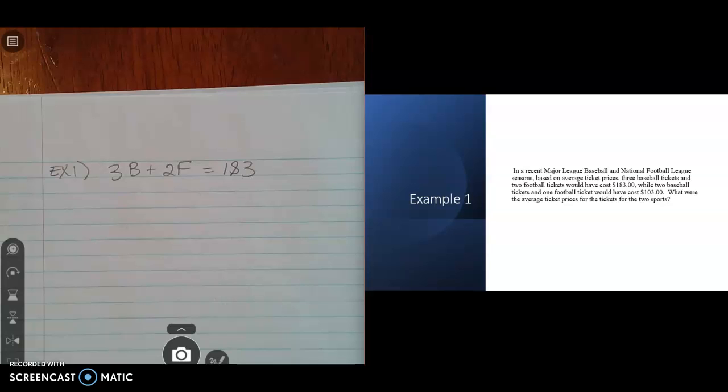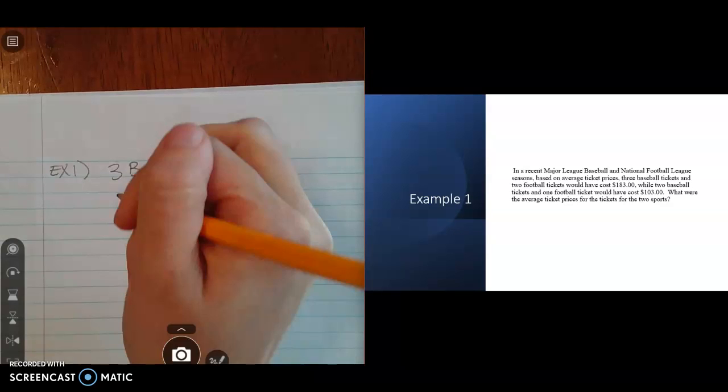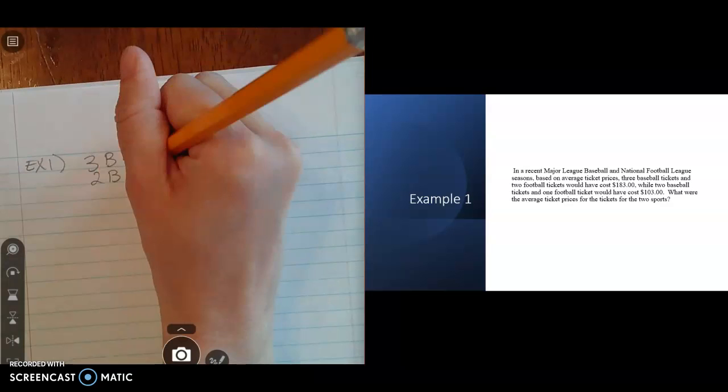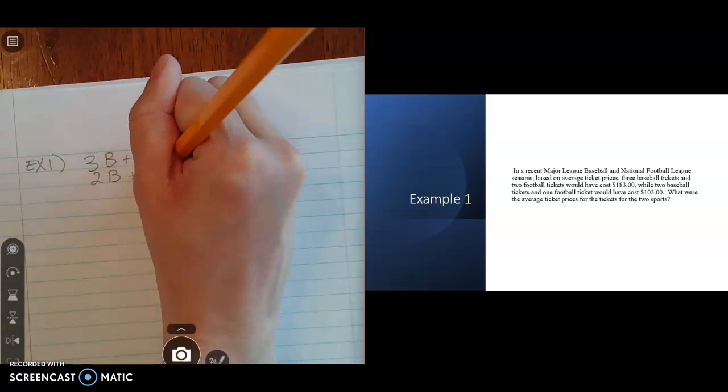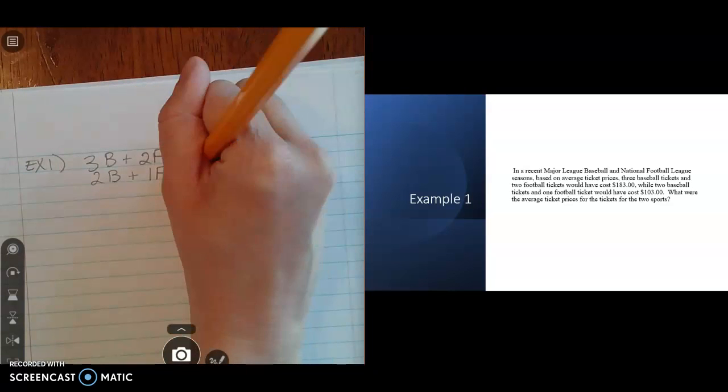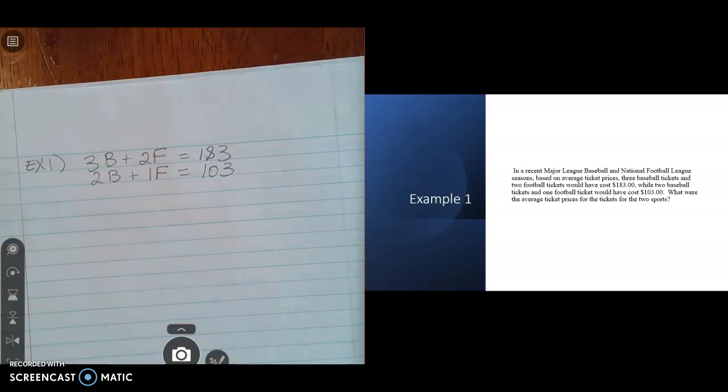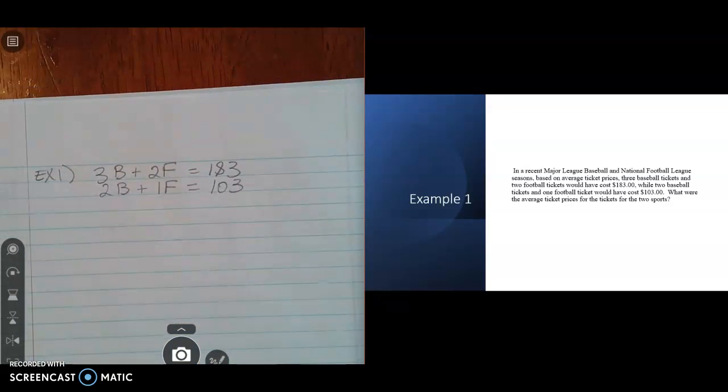All right, let's breathe for a second. Now let's keep going. It says 2 baseball tickets, so 2B, and 1 football ticket, 1F, would have cost $103. Now I have 2 equations, 2 variables. What were the average ticket prices for the 2 sports? So I'm solving for B and I'm solving for F. When I get those 2 solved, I will be able to answer the question.